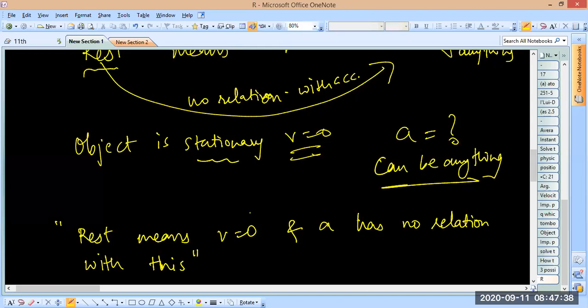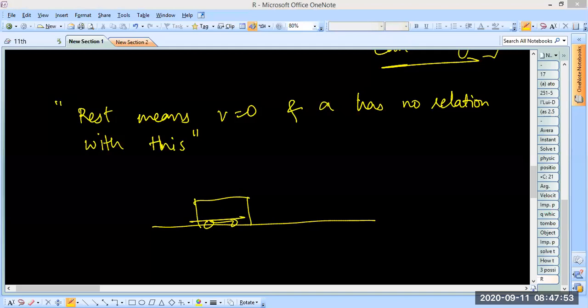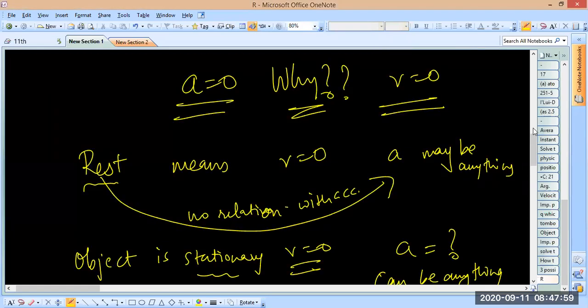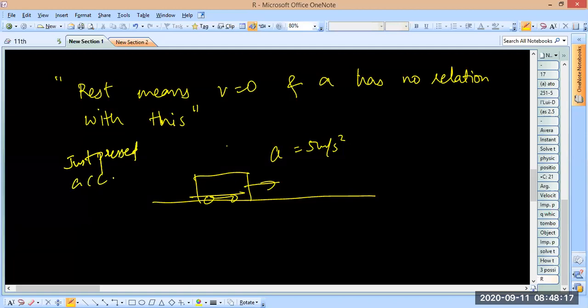I'll give you an example of that. You know, when you are in a vehicle, let's say this is a vehicle and it is parked over here, right? The moment the driver presses the accelerator, at that very moment this vehicle will have some acceleration, maybe 5 meter per second square. But at that time, when the driver has just pressed the accelerator, the velocity will still be zero. Gradually the velocity will increase.